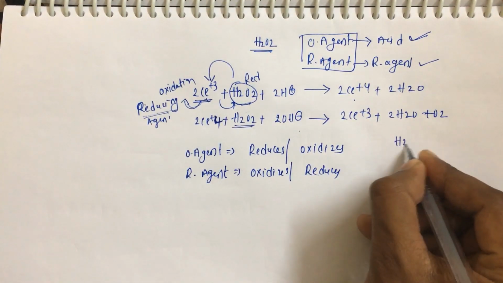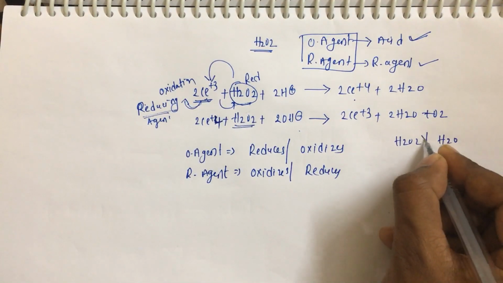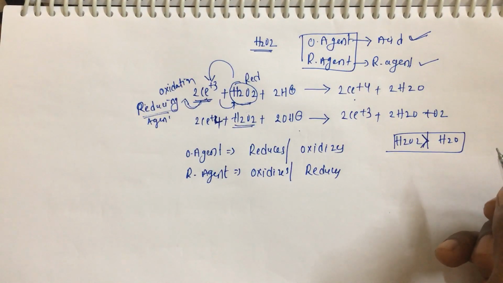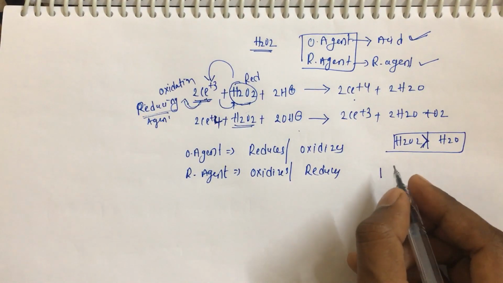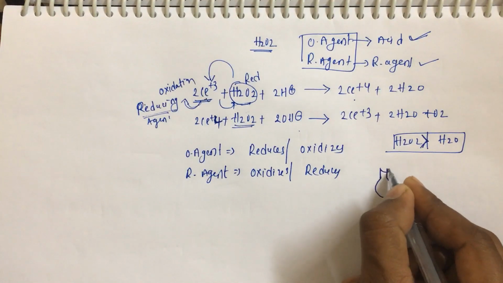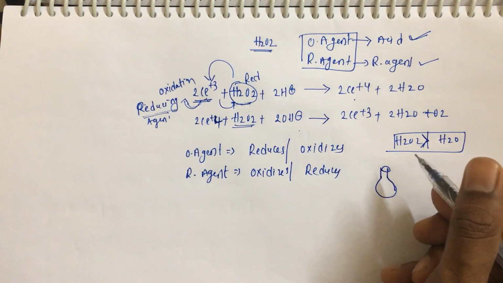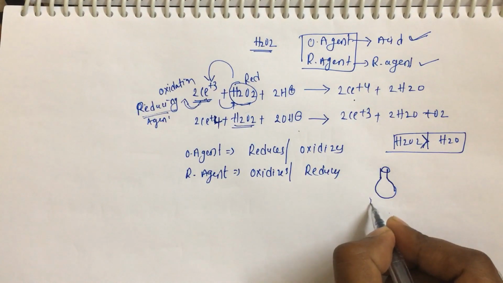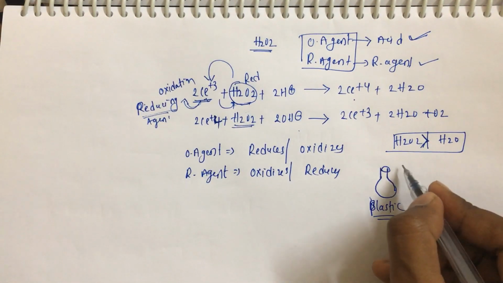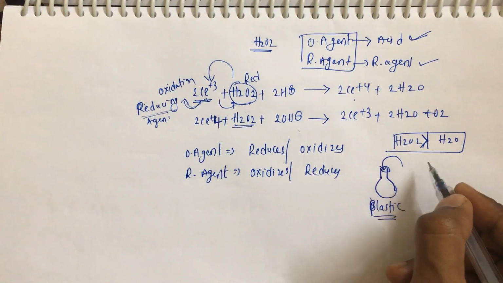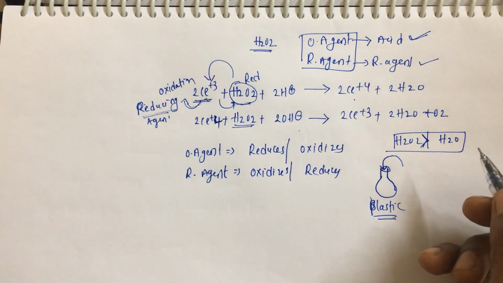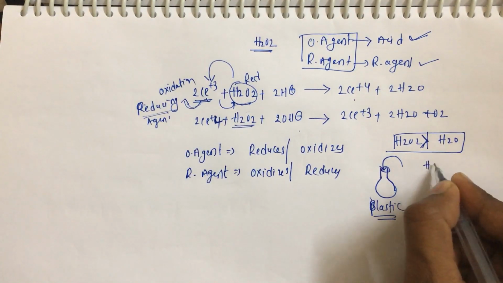And what about H2O2 and water, which is the stronger acid? H2O2 is a stronger acid compared to water. Generally we store H2O2 in a plastic bottle, but we will not store it in a glass bottle. The reason why we store it in a plastic bottle is that when H2O2 is exposed to air, it is unstable. H2O2 is unstable.